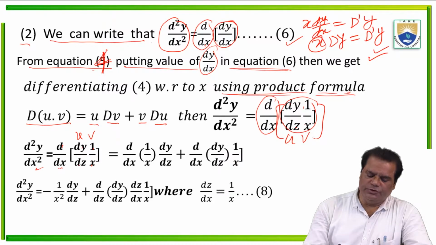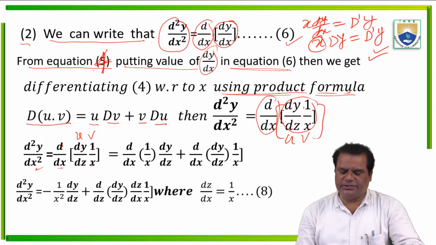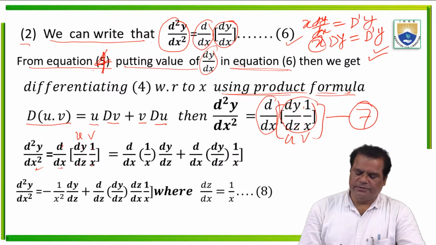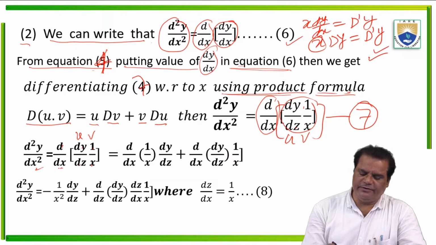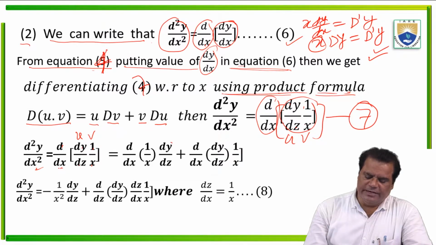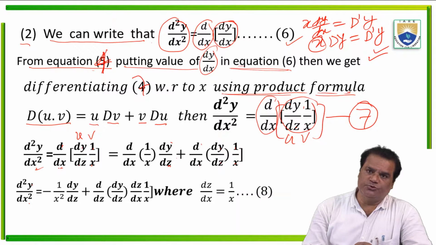So now this is equation number 6, and this is equation 7. So differentiating 7 with respect to x. Differentiating 1/x, dy/dz is constant, plus dy/dz times the differentiation of 1/x. So d²y/dx² equals the differentiation of 1/x. The differentiation of 1/x is minus 1/x², and dy/dz is constant, plus.